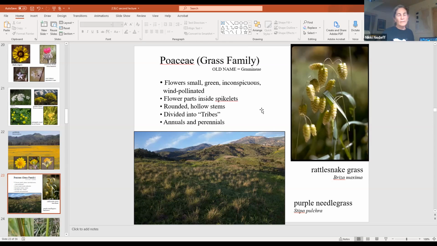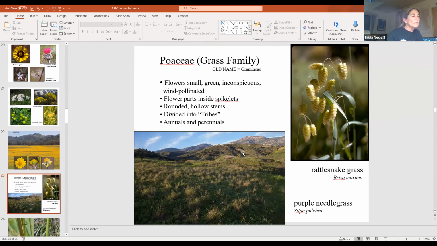They don't need something like a bird or an insect, a bee, or even a person or an animal to pollinate it. The pollen is carried on the wind. Therefore, the flowers are really kind of inconspicuous. We have weedy, non-native species that are prevalent, like rattlesnake grass, Briza maxima. It really does look like the rattles of a rattlesnake. It's actually really cool looking if you look at it up close and personal.